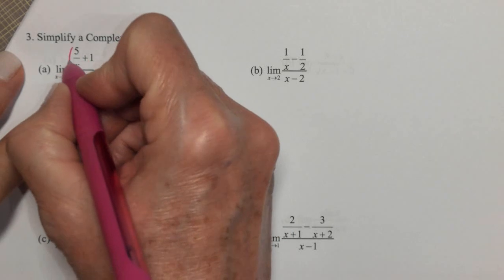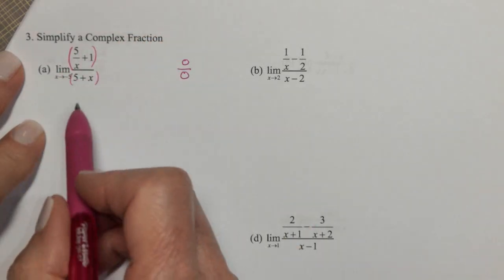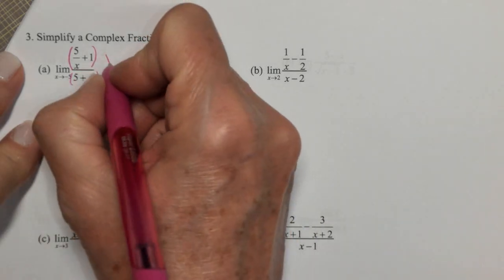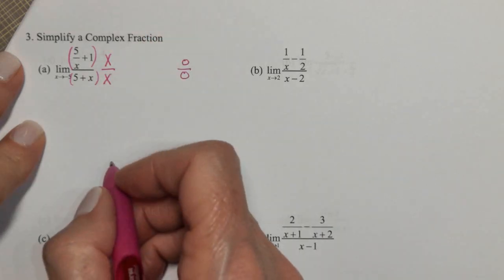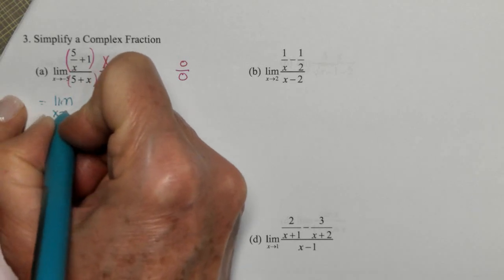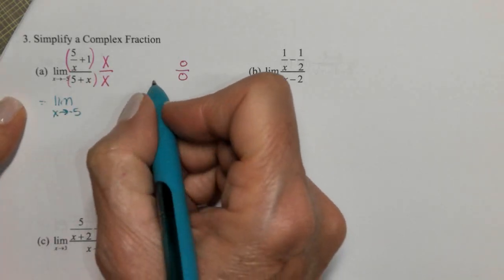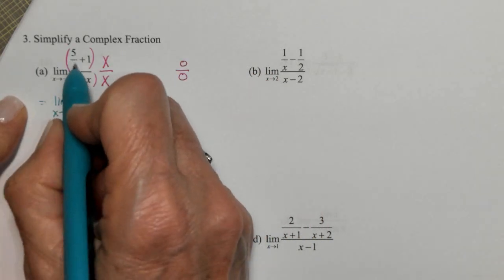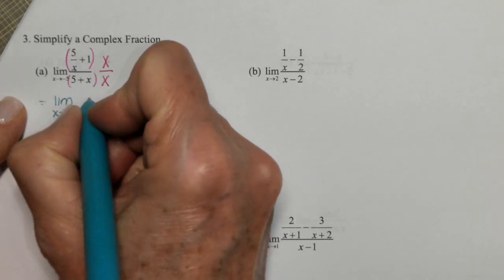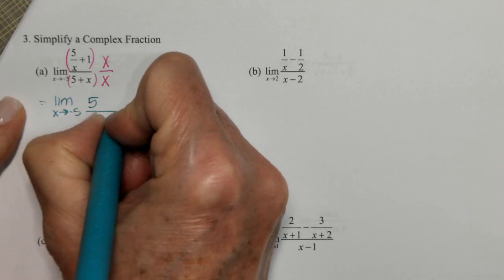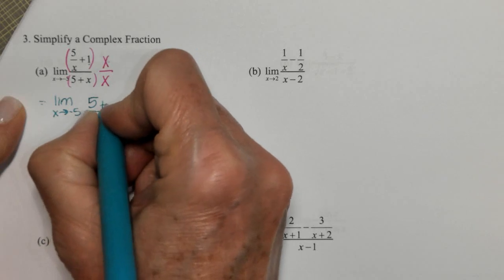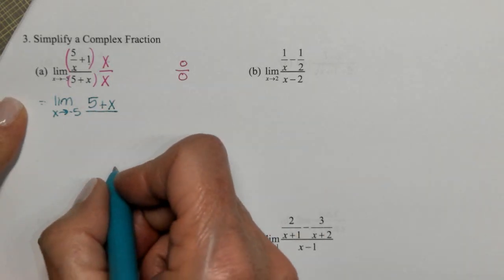So when I see this, I look at what is making this a complex fraction, and that x right there is making this a complex fraction. I multiply top and bottom by that x to get rid of it. And when I do that, remember that we keep writing limit until we can plug in successfully. So 5 over x times x, the x's will cancel, you're left with the 5. 1 times x is x, so don't forget to distribute that. This is going to be a plus x, so 5 plus x.